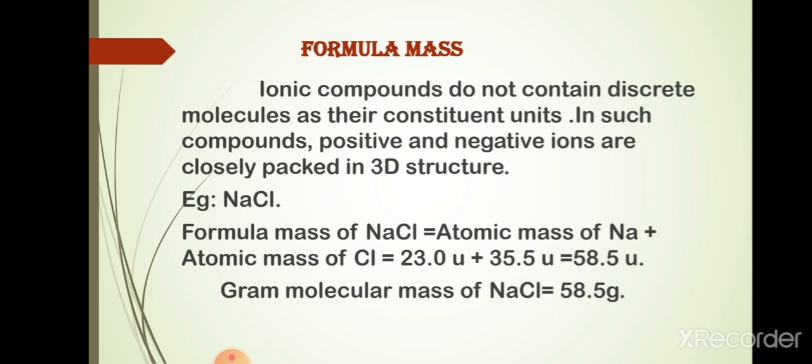Next is formula mass. Now look at this, some ionic compounds such as sodium chloride do not contain discrete molecules as their constituent units. In such compounds, positive and negative ions are closely packed in three-dimensional structure. For example, in sodium chloride NaCl crystal, an ionic bond is formed between sodium and chlorine ion. However, in its crystalline form, each sodium ion is surrounded by 6 chlorine ions. So we have to calculate the formula mass instead of molecular mass.